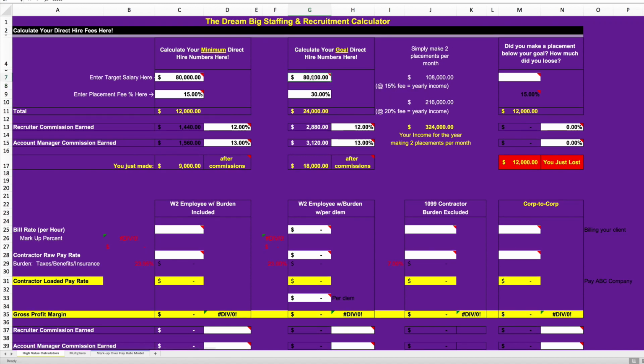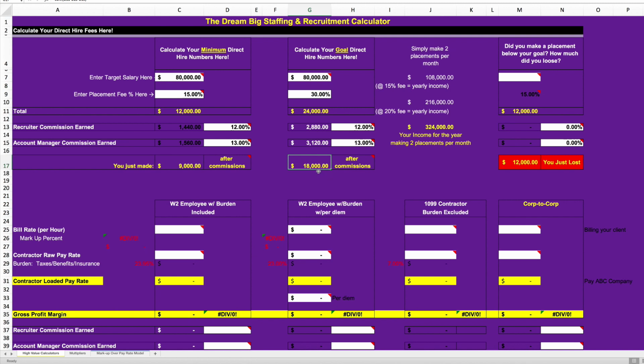So here, this is $80,000 salary still, but instead you're charging the client 30%. You now get a $24,000 check. And your commission is 12% for the recruiter, which they now receive more, and for the account manager, which now they receive more. And then after your commissions, you get $18K.